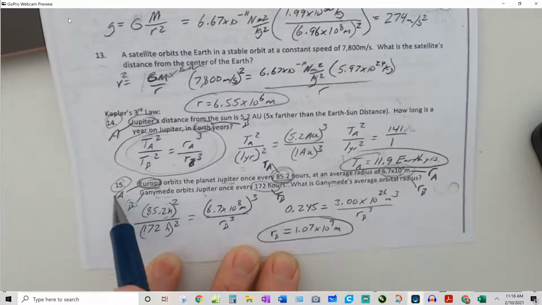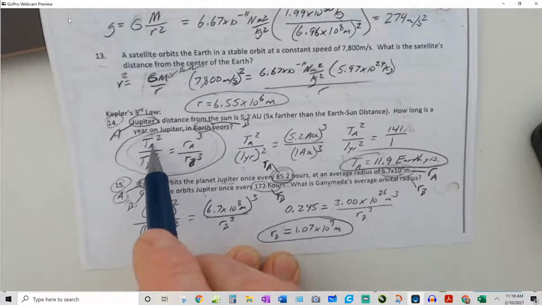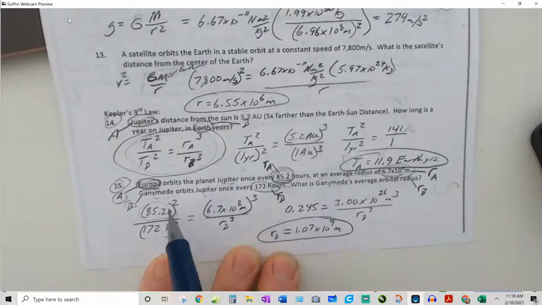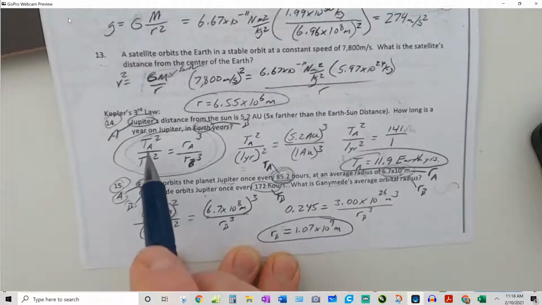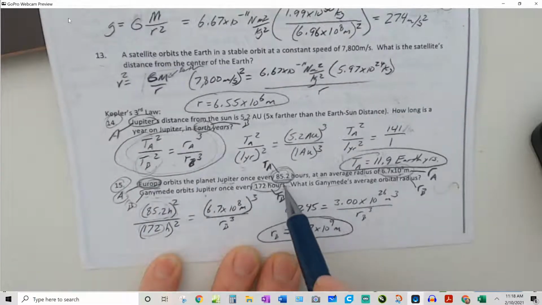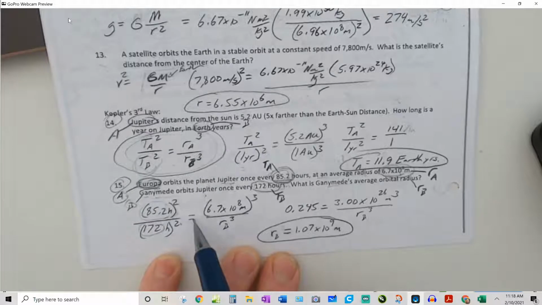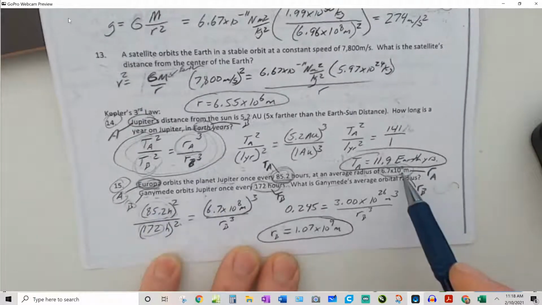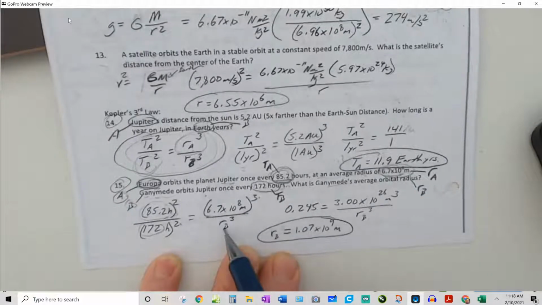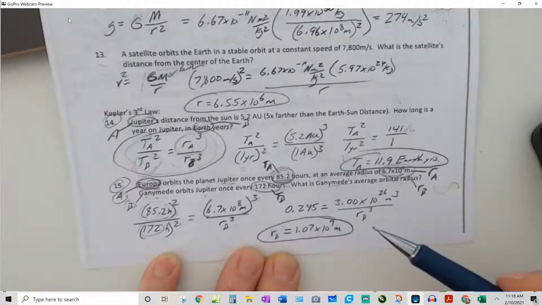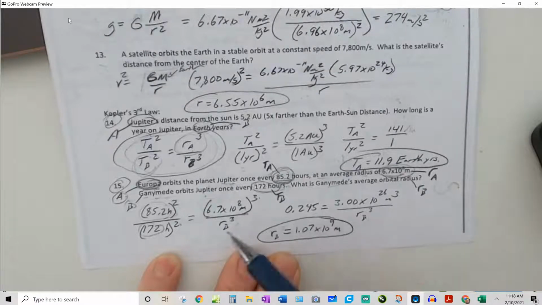And I just decided Europa was going to be A in my equation, so here I've plugged in Europa's period squared, and that's over the period of Ganymede, which is 172 squared, and that equals the orbital radius of Europa, which is this, to the third, over RB to the third. And then I guess I cross multiply.